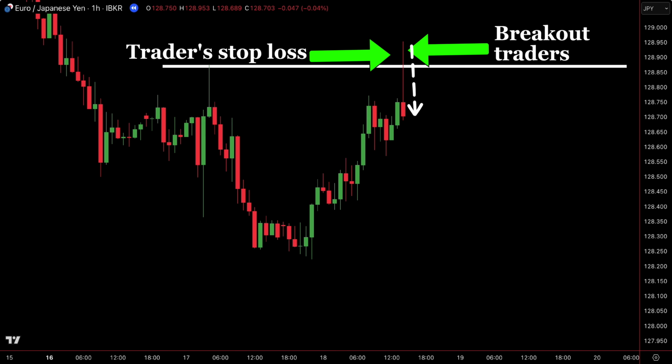Those who entered on the breakout are stuck in losing trades. Those who got stopped out are left frustrated. This whole move was engineered. It's not random.